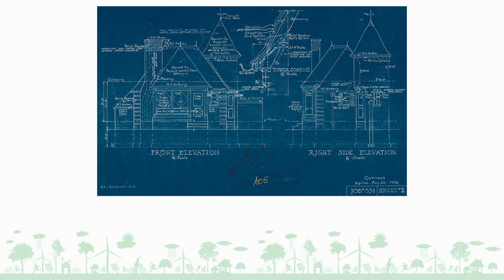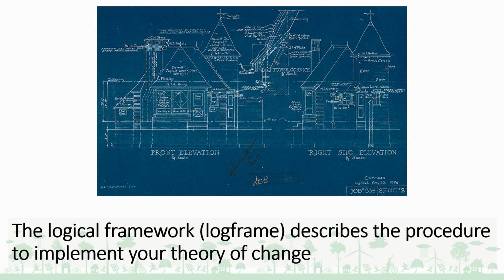So you can think of the logical framework as a way to describe the procedure to implement your theory of change. Remember, the theory of change describes the process, but the procedure to make that process happen, that's the logical framework. And it's an important part of the design process.